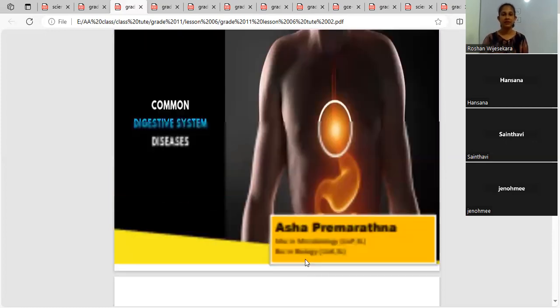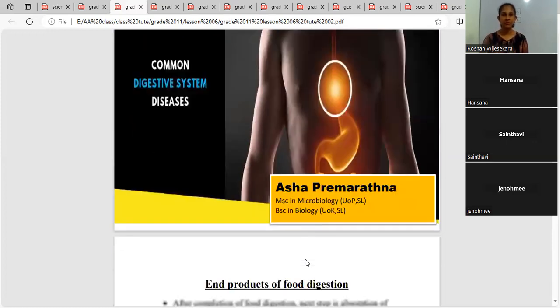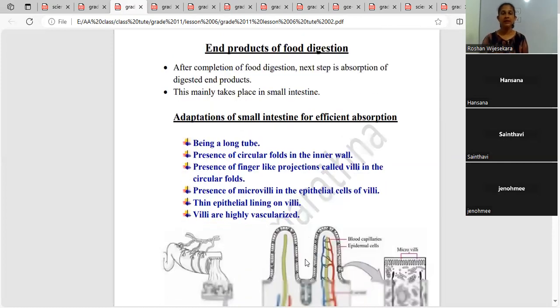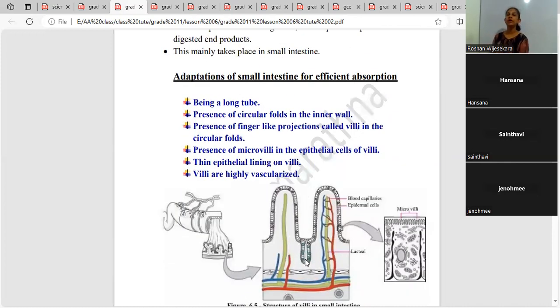We discuss end products of food digestion. Now, these are the adaptations of the small intestine for efficient absorption of food. This is also asked in several years as a question. It is very long and has circular folds like this in the inner wall, okay, and also the presence of finger-like projections, villi, and the presence of microvilli like this, that is to increase surface area. Therefore, it can increase the efficiency of absorption.